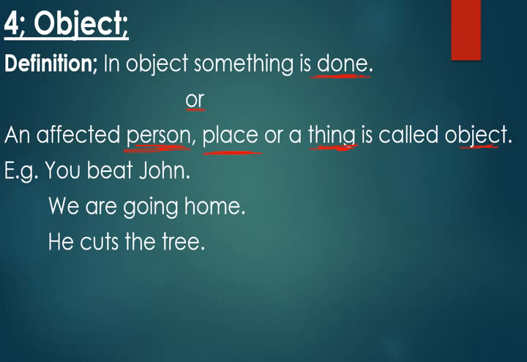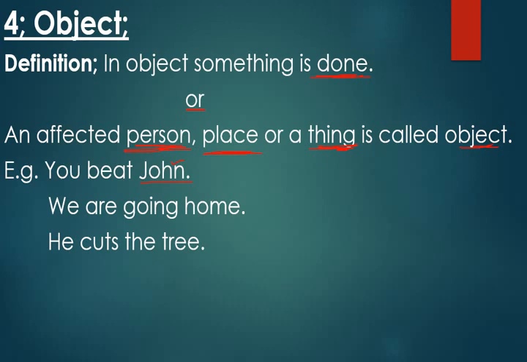The example is: you beat John. Now in this sentence your object is John. He is being affected by the subject and something is done to him. See, in object something is done. John is your object person and he is also the affected person.